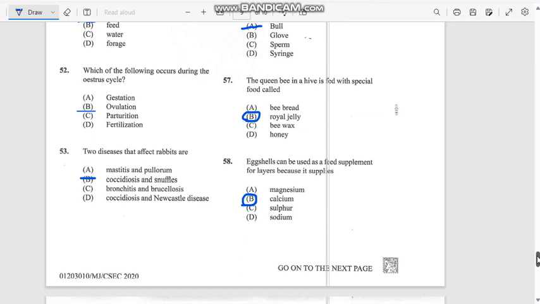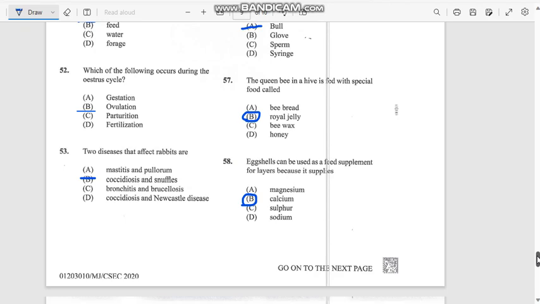Alright, number 52. Which of the following occurs during the oestrous cycle? Ovulation. During the oestrous cycle, for example, ovulation, the giving off of eggs, will occur. The releasing of eggs is ovulation, in the oestrous cycle as well.